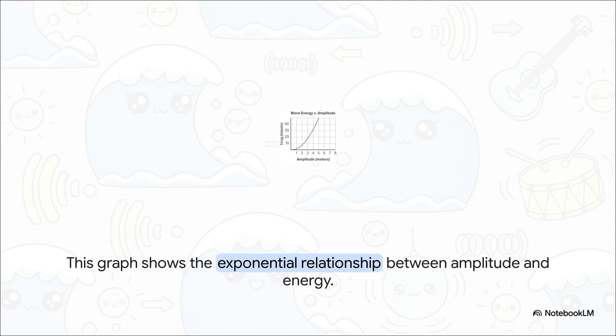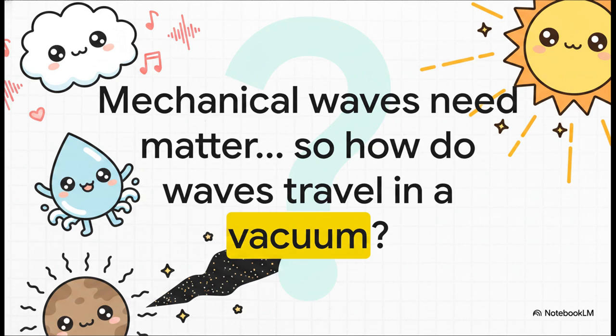This is so important. It's why a 10-foot ocean wave isn't just twice as dangerous as a 5-foot wave, it's 4 times more powerful. That squared relationship is literally the difference between a fun day surfing and a devastating tsunami. So everything we've talked about today, sound, water, even seismic waves from an earthquake, they're all what scientists call mechanical waves. They all need a medium, some kind of stuff, to travel through.